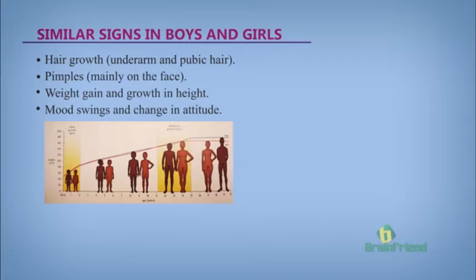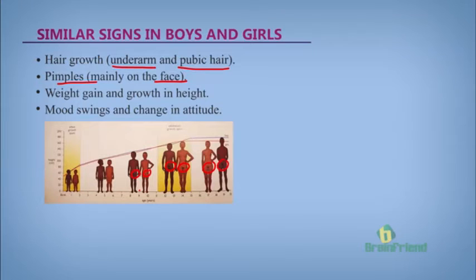There are similar signs that occur in boys and girls. And these signs are hair growth in the underarm and the pubic region. Take a look at this picture. At this stage, they start growing hair at their pubic region and at the underarm. This is their pubic region and their underarm. It's applicable to both boys and girls. Then you have pimples, mainly on the face. Though some people have pimples on their back, during the puberty stage, it comes mainly on the face.